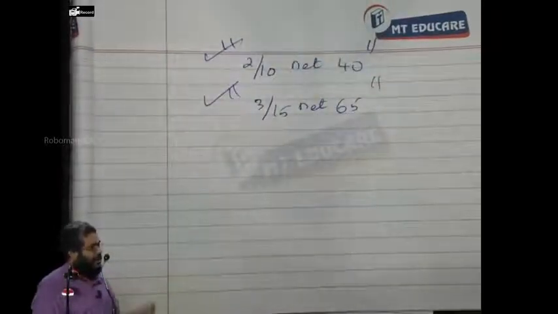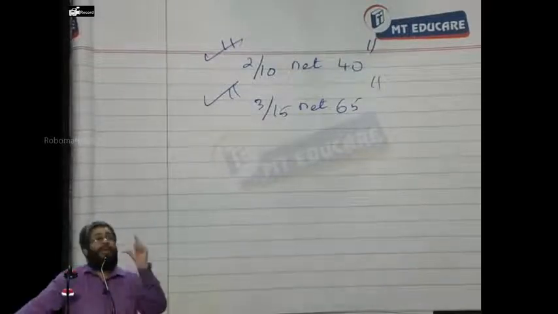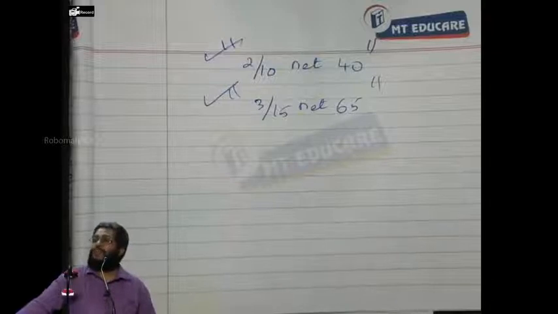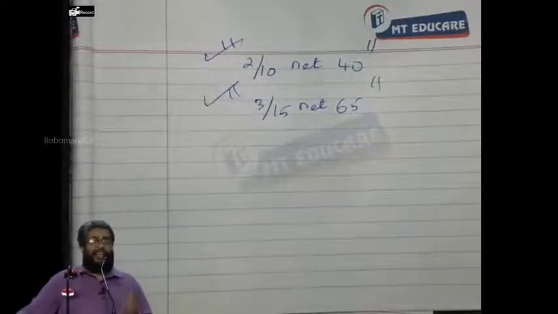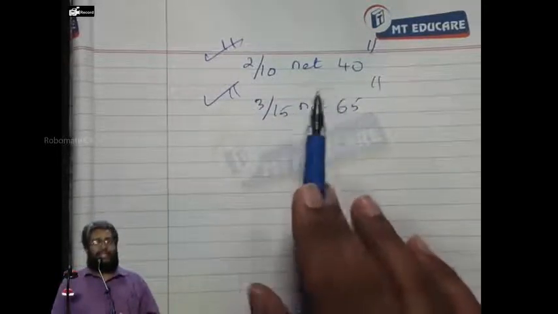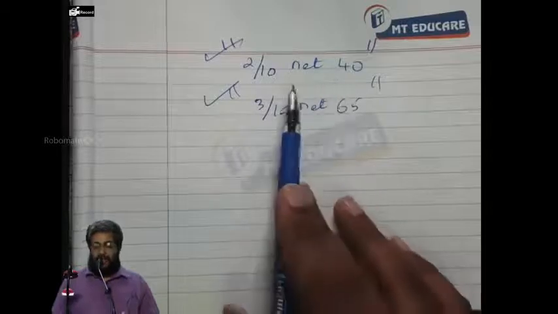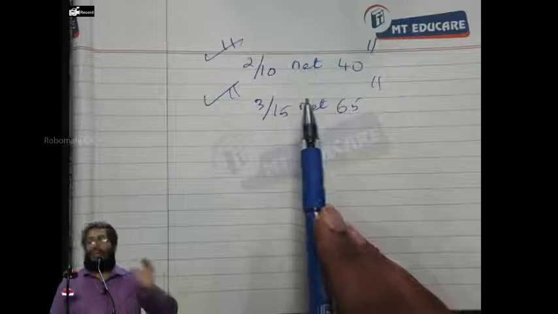Everybody, are you following or not? First stage of discussion is over. Let me go for the next one. Tell me, what is a cash discount? Discount given to motivate the customer to pay the money earlier. How will it be given? 2 by 10, net 40 means pay in 40 days. If you pay in 10 days, take a 2% discount, is what till now we have learned. Can I push or not?